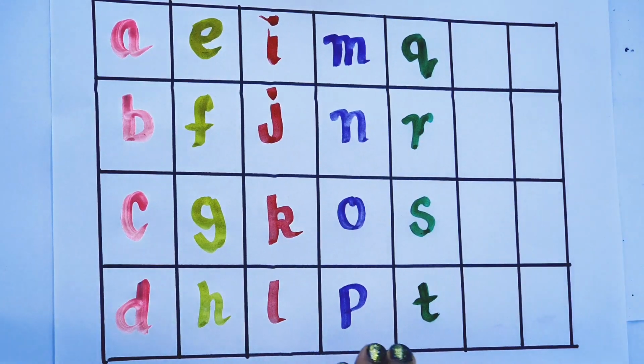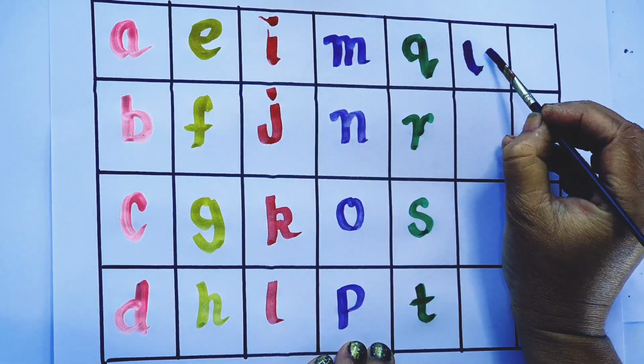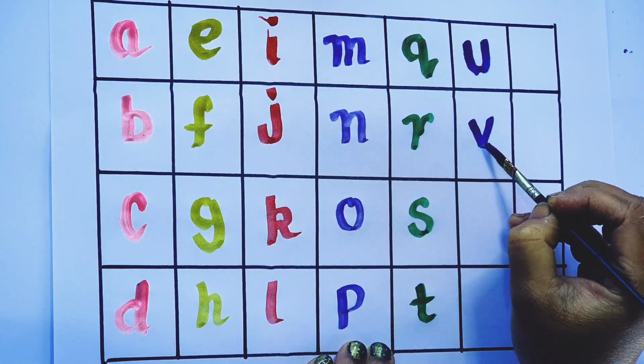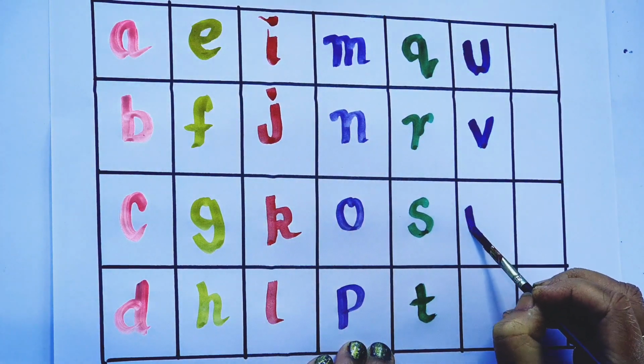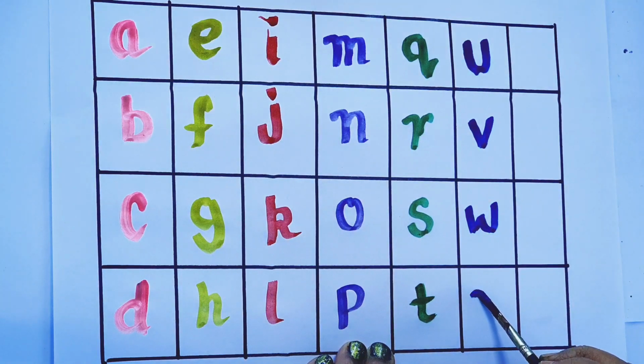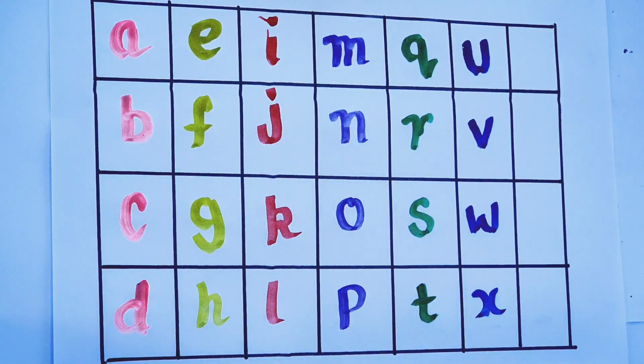Blue color. U for umbrella. V for village. W for watermelon. X for xylophone.